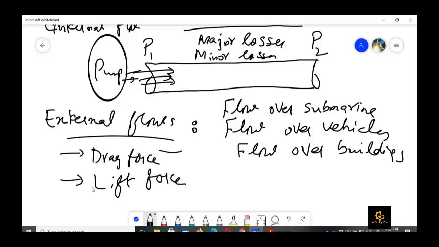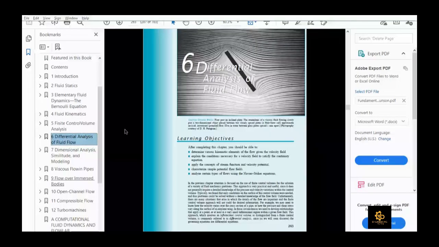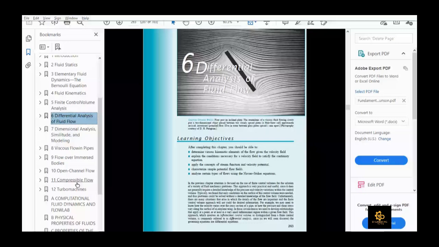So we are going to discuss these two forces and how they are being calculated for different kinds of geometries in chapter number 9, which is flow over immersed bodies. Okay, so that is what we are going to cover in chapter number 9. And then, compressible flows are the flows through the nozzle, and open channel flows are the flow through canals.